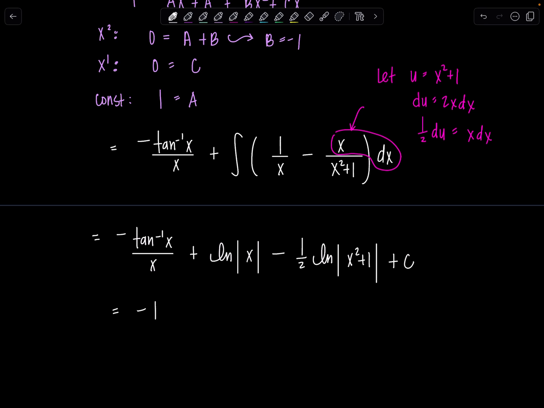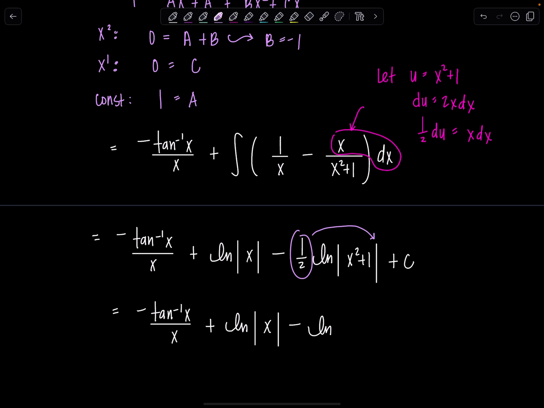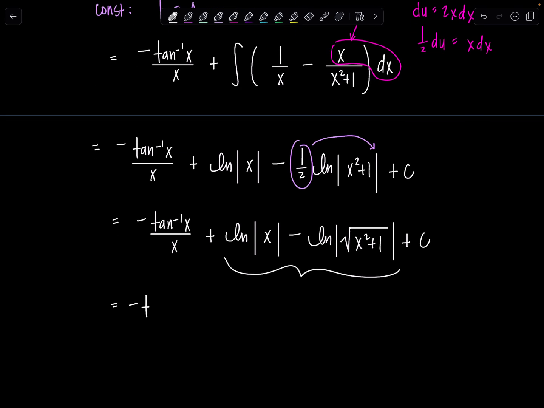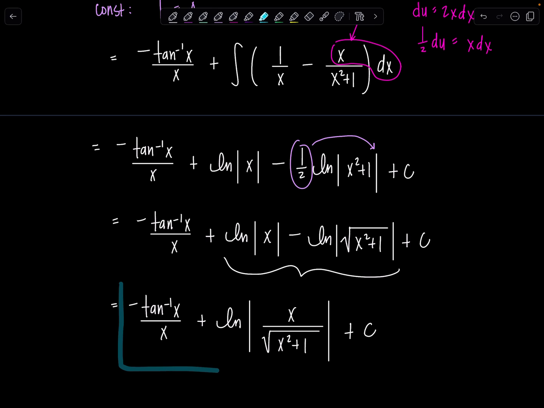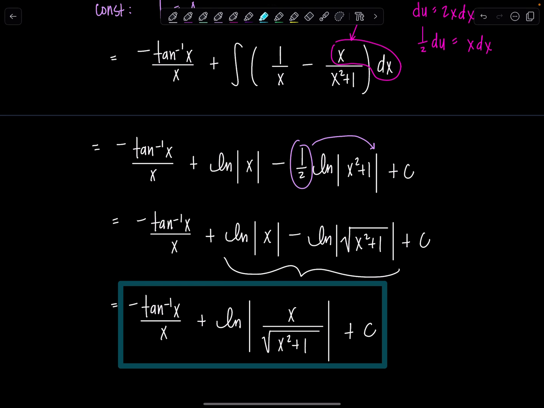All right, so how to take it further. I mean, this could be considered a correct final answer. So negative tan inverse of x over x plus natural log absolute value of x. And then I'm going to write minus natural log. Remember, this 1/2, I can move it and make it the exponent on x squared plus 1. Yes, I can. So then it's going to be absolute value radical x squared plus 1 plus c. And then we can use our log properties and combine these into a single logarithm. So we have negative tan inverse of x over x plus natural log absolute value x over radical x squared plus 1 plus c. Okay. So there you go. That's the solution from the first method where we started off using integration by parts.